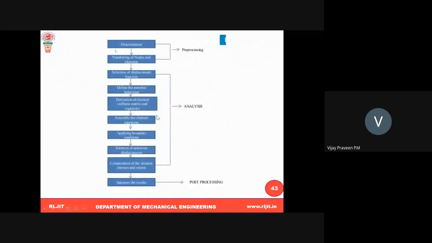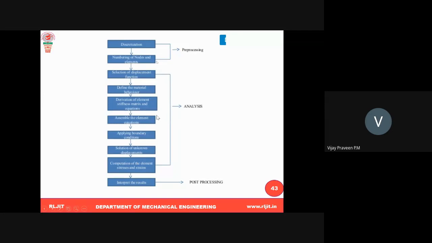Yeah. So discretization, numbering of the nodes, selection. Then after that, it will select the displacement function. After that, it defines the material property, and it will derive the element stiffness property. After that, it will assemble the element stiffness matrix. Then after that, it will apply the boundary condition. After that, it will do the solution. After that, it will calculate the stress and strain, and finally, we are going to interpret.